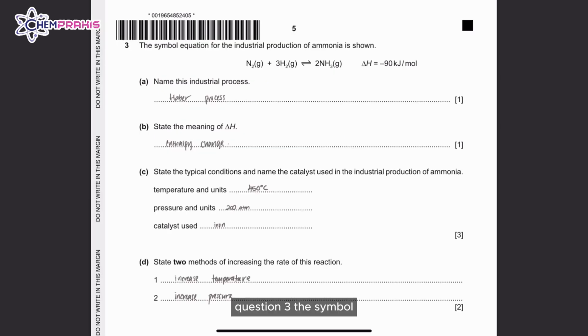For question 3, the symbol equation for the industrial production of ammonia is shown. Name this industrial process. This industrial process is known as the Haber process. State the meaning of this symbol. The meaning of the symbol is the enthalpy change.